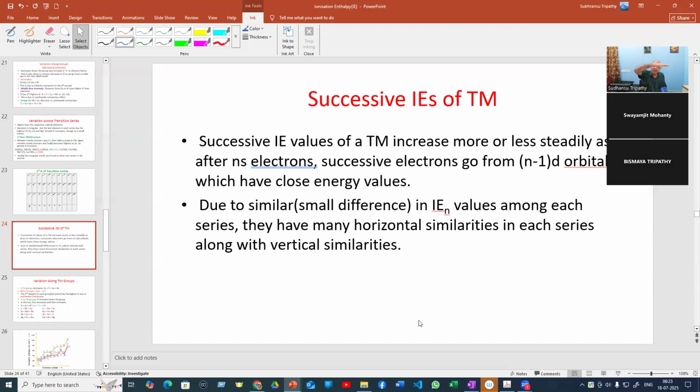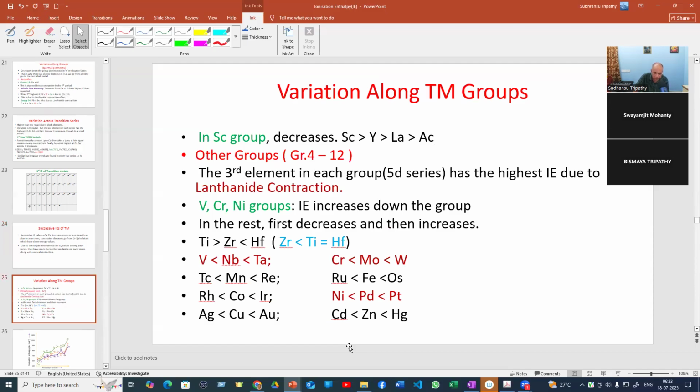Also in the series we saw it suddenly increases at manganese, but before that it was the same, and after manganese also it increased slightly. So due to similarities in some of the transition elements in a particular series, from scandium to chromium, suddenly from chromium to manganese it increased, then again it increases gradually. So they show similarities in series as well as down the group. Not all 10 elements are similar, but some, up to chromium, then from manganese onwards, so some similarities in the series and also down the group.